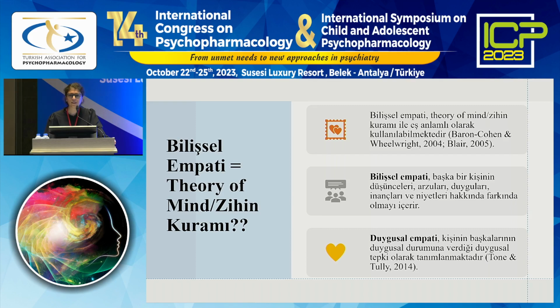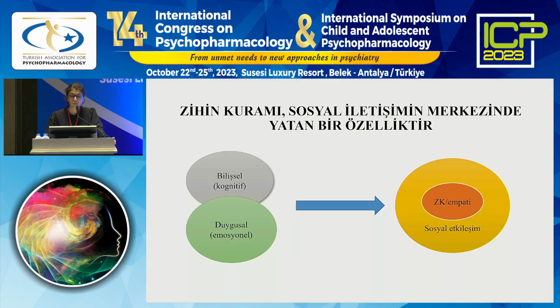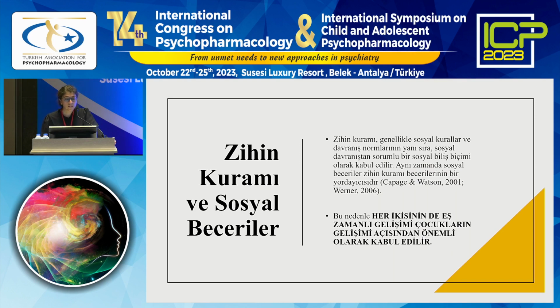For example, in autistic children in particular, we also use the same term. Sometimes we can say these two, emotional empathy and cognitive empathy, can be difficult. ToM is right at the center of social communication. There is the cognitive and the emotional side, which also covers the theory of mind, which results in some challenges in terms of social interaction.